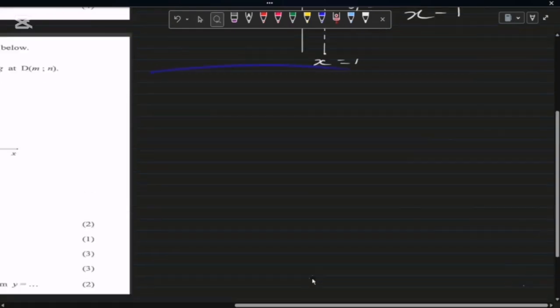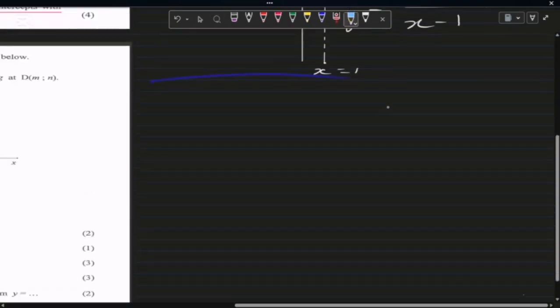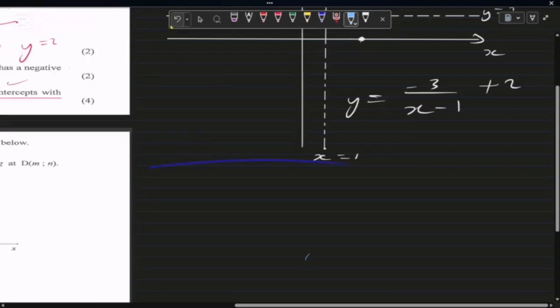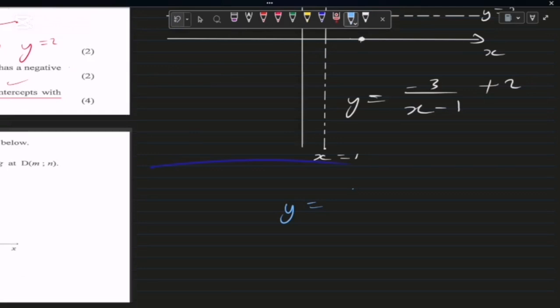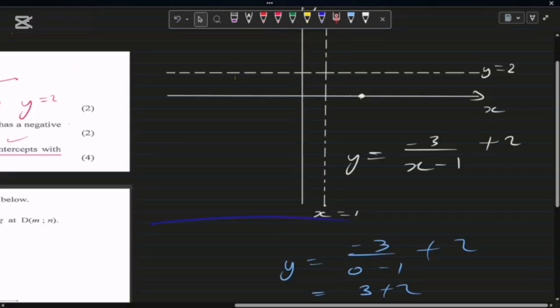Okay, so if we want to make x 0, we can do that. So it will be 0 minus 1 plus 2, and then plus 2, and then it will be -3 divided by -1. That one will give us +3. Okay, plus 2, and then we'll have 5. So the y-intercept is x is equal to 0, y is equal to +5.